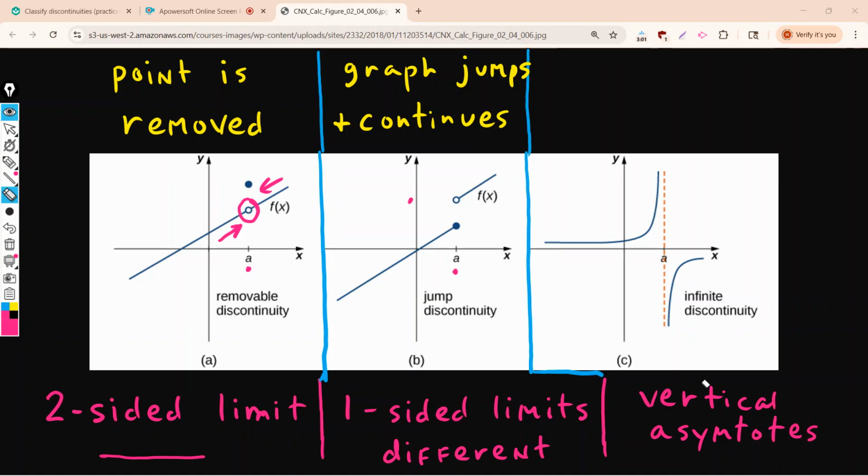You're going to have vertical asymptotes, and it will continue to positive or negative infinity. But infinite is the easiest. Jump, the graph literally jumps, and you have different one-sided limits. Removable, there's a point that's removed. Whether or not it's replaced is irrelevant, but there's going to be a two-sided limit. So those are the three discontinuities we're going to deal with today.